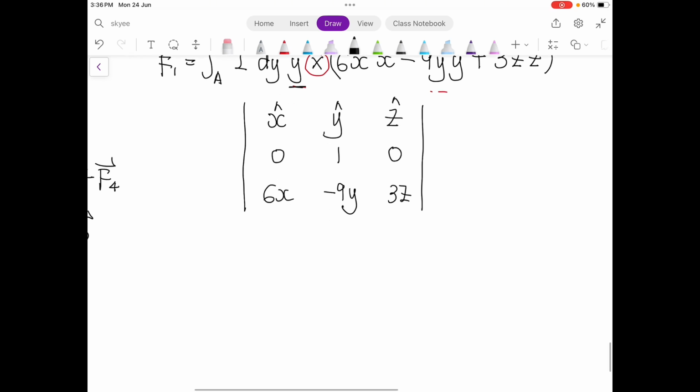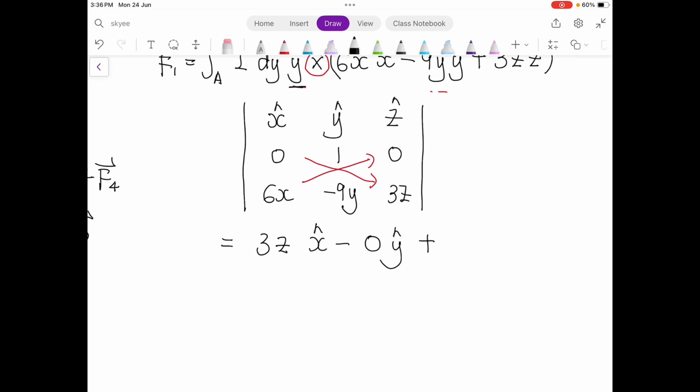Here you have to follow the rules for how to do it. So this one will be 3z, and then minus 0, so you get nothing. Then for the y component, you multiply this one by this one and this one by this one, which also equals 0.